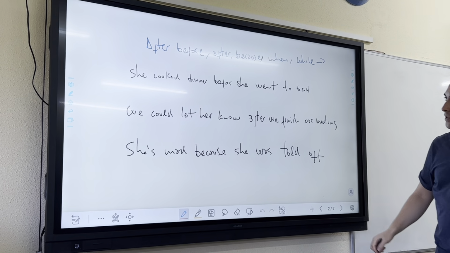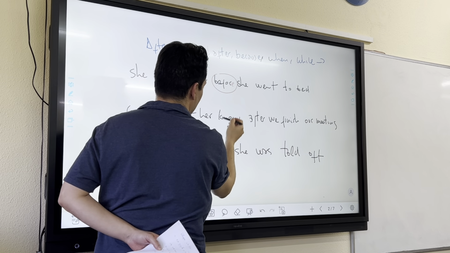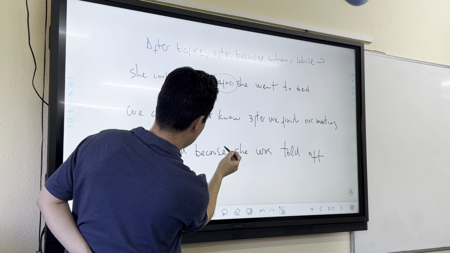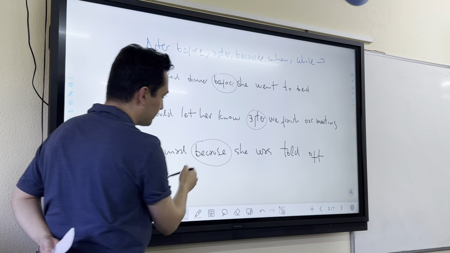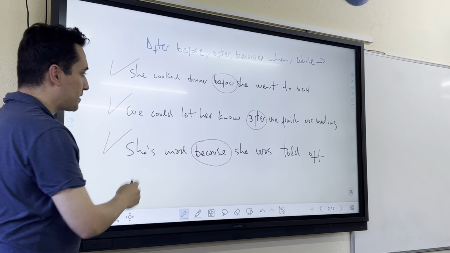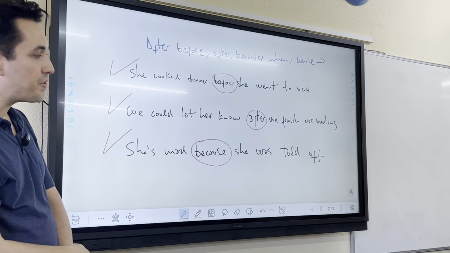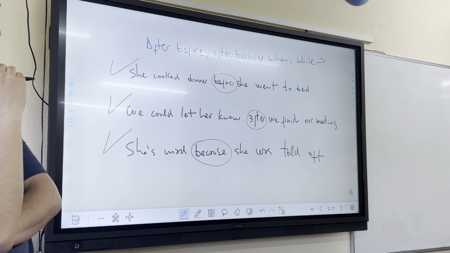All right, have a look at these prepositions now. Before, after, and because. This sentence is correct, this sentence is correct, and this sentence is also correct. The 3 of them are correct. All right, now let's have a look at the first one.